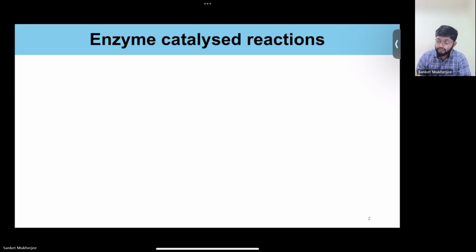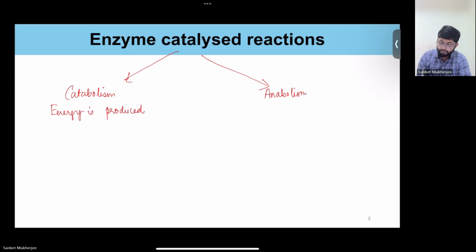Now, we can broadly classify the enzyme catalyzed reaction into two heads. One is catabolism, and another one is anabolism. So, catabolism is where energy is produced, and anabolism is where energy is spent, mainly for biosynthesis of molecules. We'll look at each and every one of them.